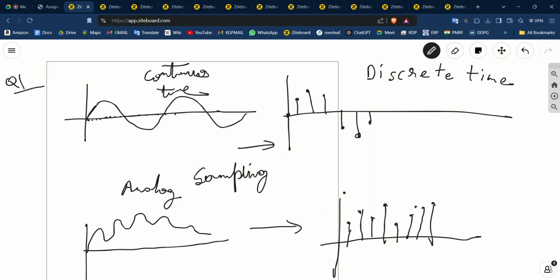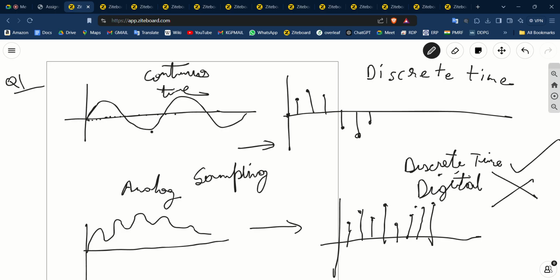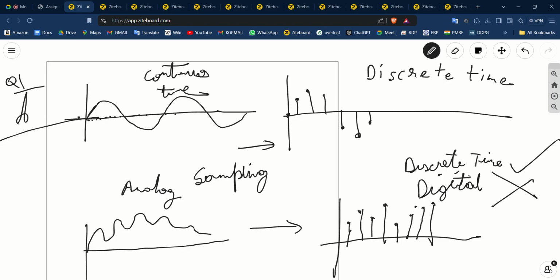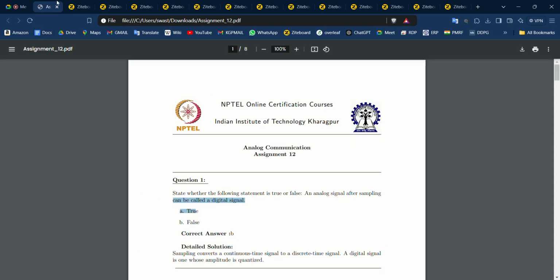Digital means there are only finite values on the y-axis, but here it takes on any possible value on the y-axis. There is no restriction. So this is a discrete time signal, but this is not digital. So we get a clear counterexample that sampling does not convert an analog signal to a digital signal. So the answer to the first question is false. The statement in question 1 is false.